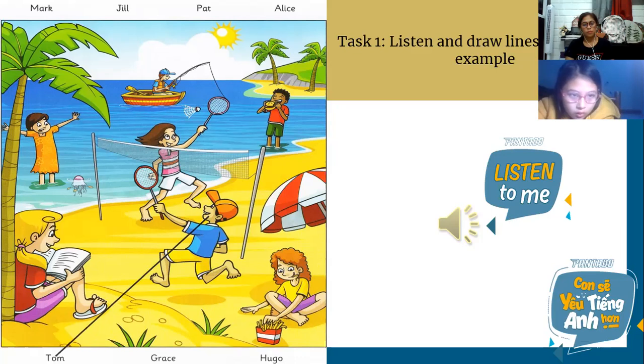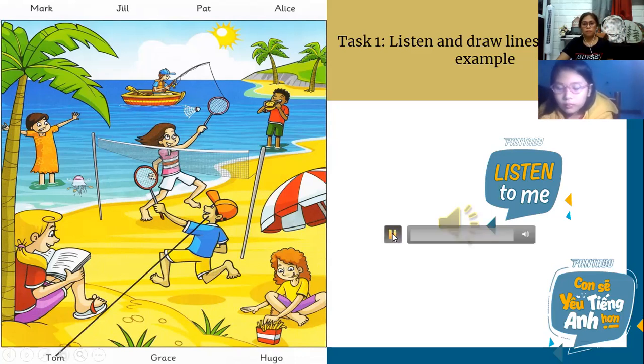That is the end of part one. Okay, Uyen, I need to repeat it one more time. You want? Yes. Okay. Look at part one. Now look at the picture. Listen and look. There is one example.